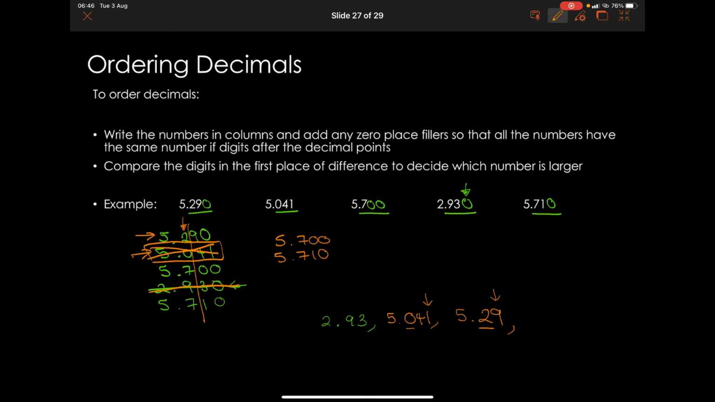I know that looking at this column isn't going to help me because they're both the same. So now I've got to go to the next column. And if I look at the next column, it's actually this one that's a bit bigger, because it's got a 1, whereas the top one's got a 0. So our next smallest is 5.7, which was this one, and then 5.71. So we've now written them from smallest to biggest.